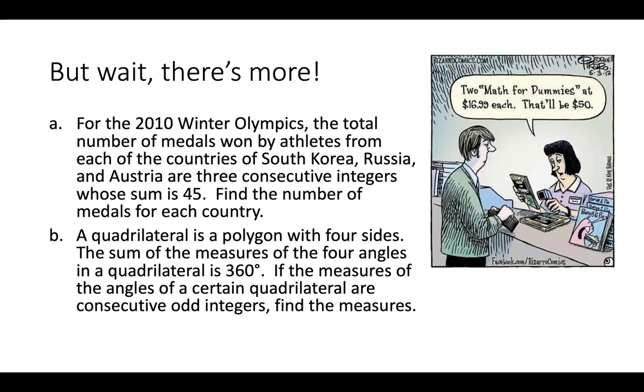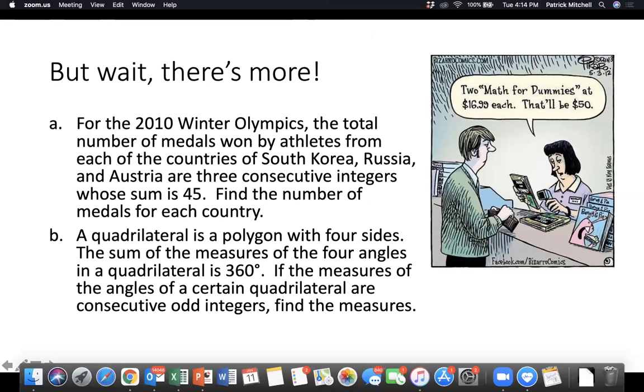And here is the last funny that I found. 2 Math for Dummies books at $16.99 each. That'll be $50. So we don't want to let that happen to any of us. That's why we're here. All right. Okay. Back to the tablet.